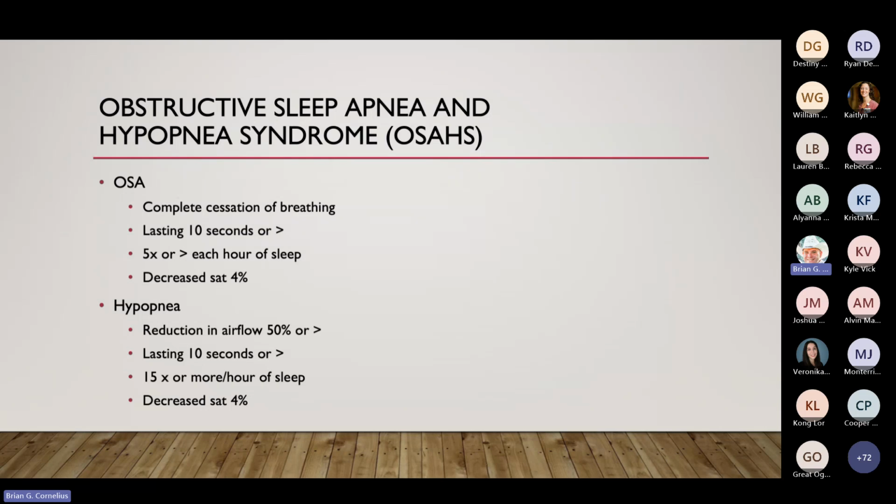So for OSA, it usually lasts about 10 seconds or more, and you're having 5 or more events for each hour of sleep. If you do continuous oxygen monitoring on those patients, they will desaturate during that time. But usually it requires long-term testing to figure out where they're at. Hypopnea, similar incidents, same kind of duration, same decrease in SpO2, but they're having an actual airflow reduction. So as far as testing, a lot of times these patients will not only have monitoring for oxygen saturation, but they'll also do spirometry while they're testing them.